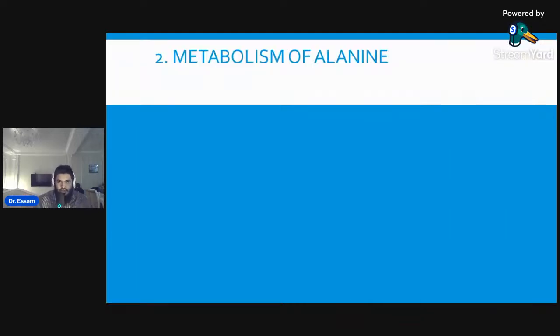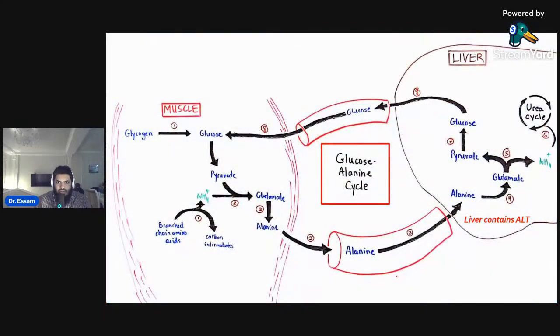Okay, all right, now we will talk about the metabolism of alanine. So, as you can see, don't get scared. It is very easy. See, you have to start over here. You have to see that we have the muscle, and on the other side, we have the liver. So, first, you have to see that the muscle and the liver are involved.